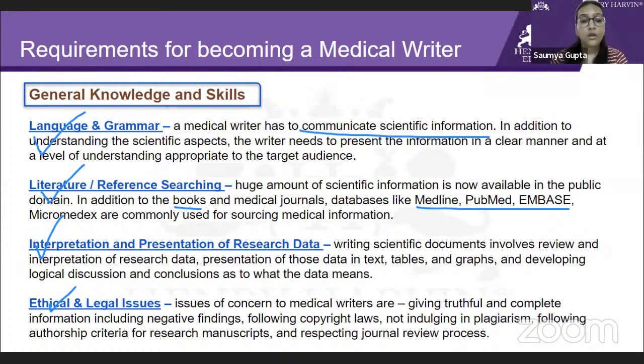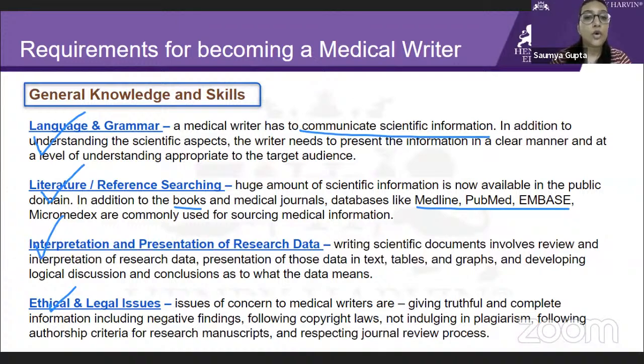Okay. Then when you're taking the information from other sources, you have to quote them properly. You have to do proper referencing and citation. You have to follow the copyright rule. Do not write biased content. You have to write content which includes the positive as well as negative findings. So a fair, balanced summary you have to write.